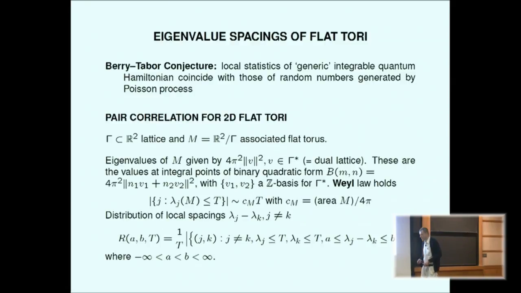So the simplest case to test such a conjecture would be to look at a flat torus, so take a 2D flat torus. What we have is a lattice gamma, and then R2 mod gamma, which gets you a 2-dimensional flat torus. You can look at the eigenvalues, which are given by an explicit formula, 4 pi squared times the norm of v squared, where v runs in the dual lattice. In other words, the numbers are 4 pi squared times the norm of n1 v1 plus n2 v2 squared, where v1, v2 is a basis for the dual lattice. And so you have a quadratic form.